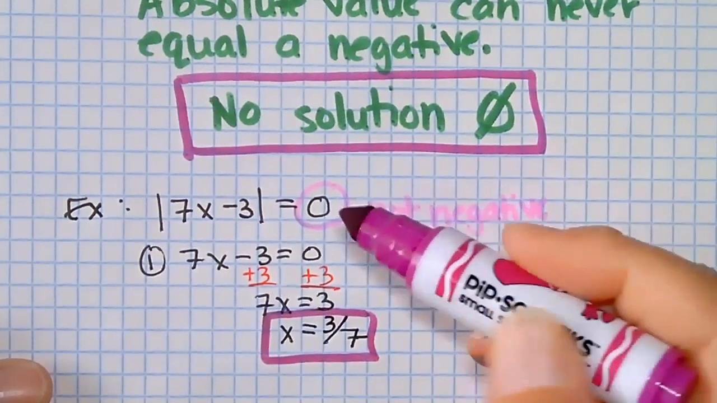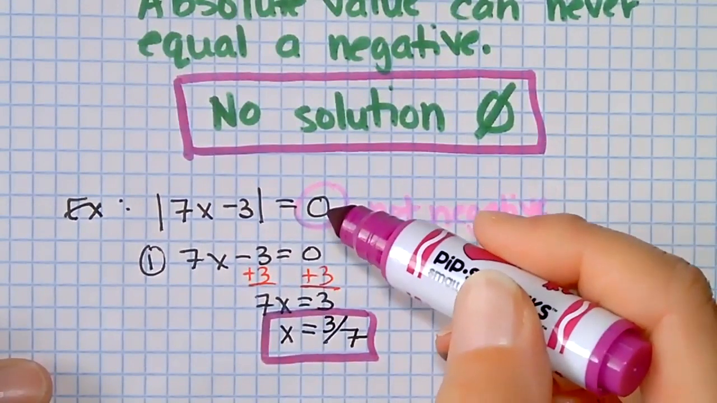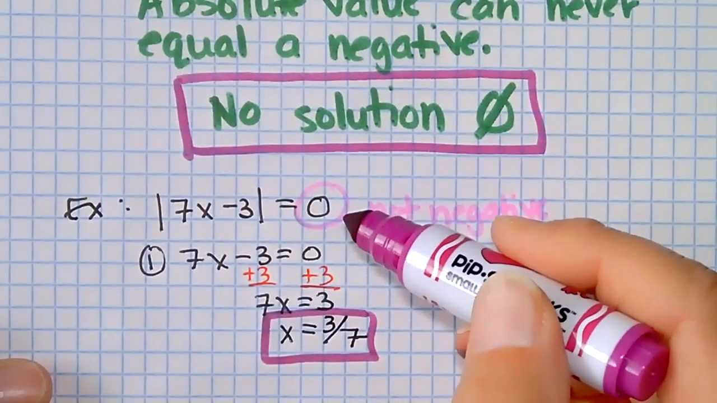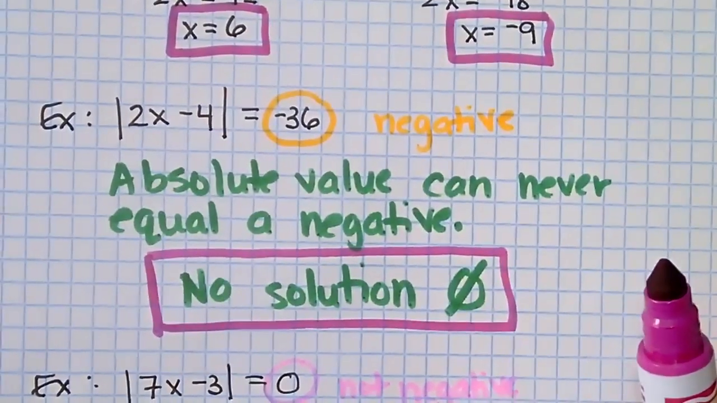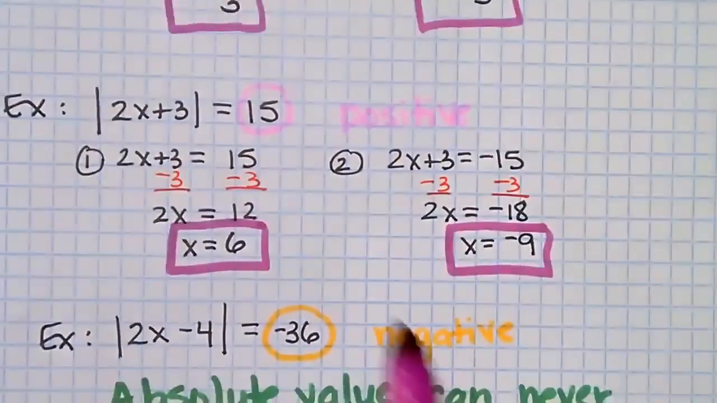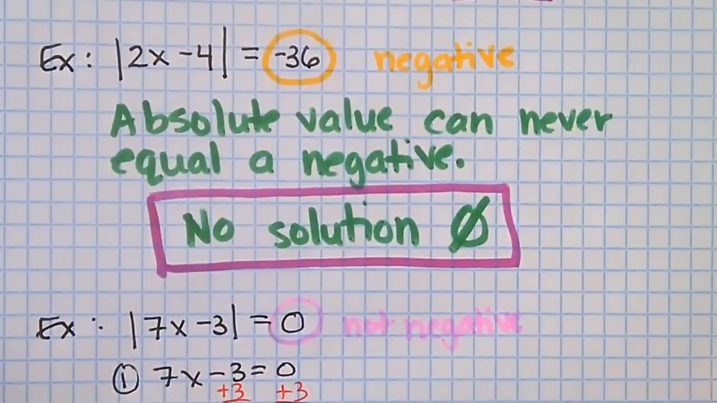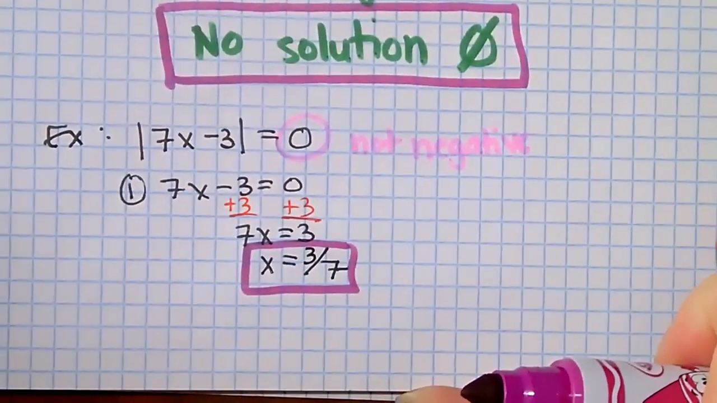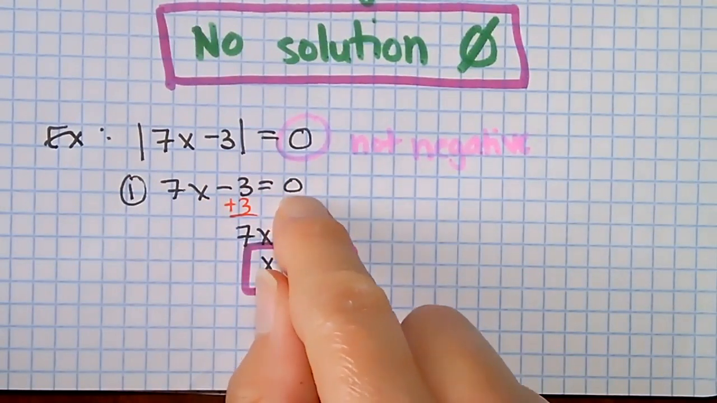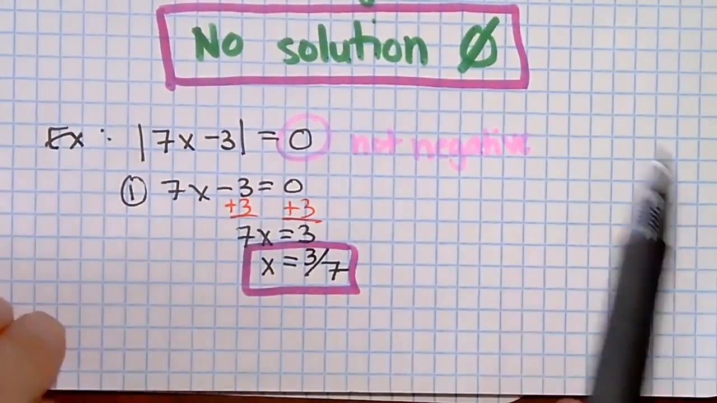And again, if it was a positive number, I'm going to end up writing two equations and I get two answers. If it was equal to a negative, like up here, I end up with no solution, because there's nothing that can make that true. When it's equal to 0, I'm going to get one answer because 0 is 0. It's not positive, it's not negative. It's non-negative.